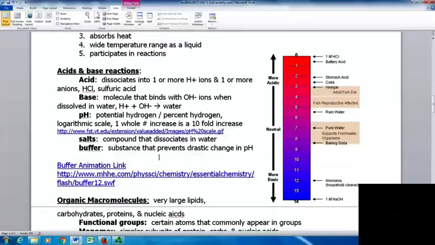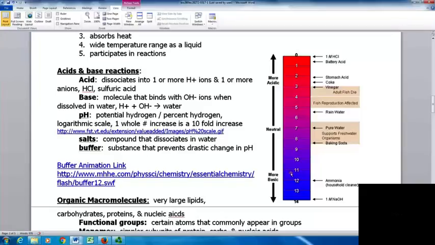pH is the potential hydrogen or percent hydrogen. It's on a logarithmic scale, so if you have one whole number increase, it's going to be a 10-fold increase. So when we look at the pH scale here to the right, something that is a pH 4 is 10 times more acidic than a pH 5. A pH 3 is 10 times more acidic than a pH 4, 100 times more acidic than a pH 5. And it's going to be the same thing when you go the other direction.